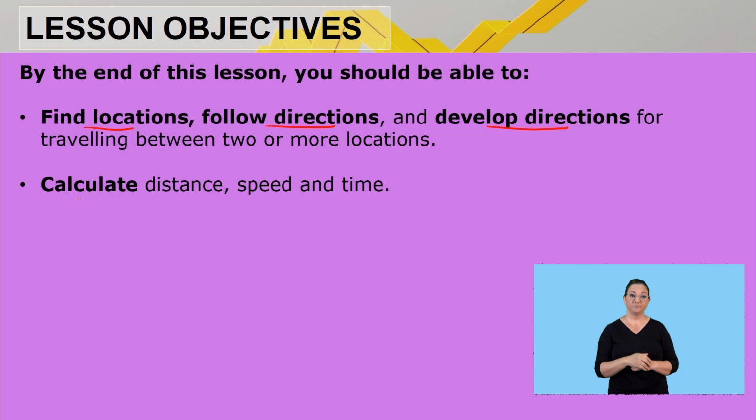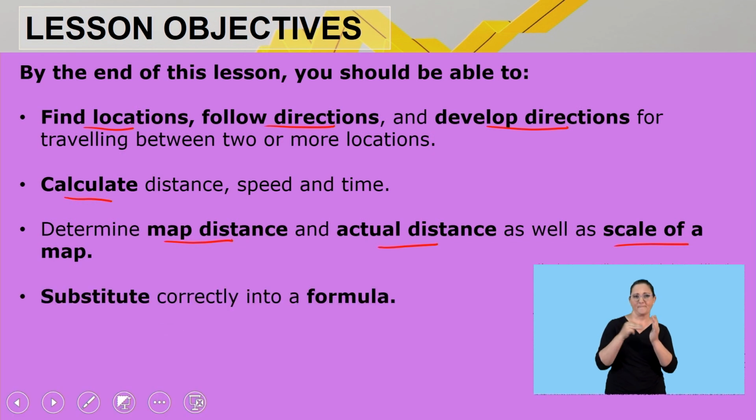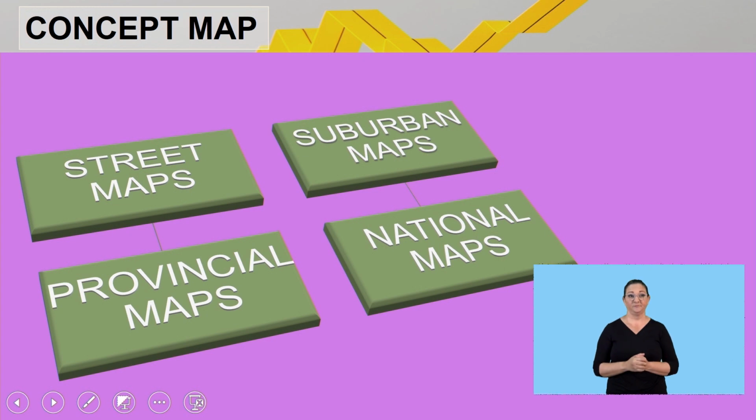Important as well, you must be able to calculate distance or speed or time, depending on what the question is expecting you to do. Then determine map distance and actual distance, that means in real life, as well as a scale of a given map. You must be able to substitute into a formula correctly, and coupled with this is for you to be able to manipulate or to change the subject of the formula. All right, so that is what we expect of you from today's lesson. As I've indicated, this will be the focus of today's lesson: street maps, suburban maps, provincial maps, as well as national maps.